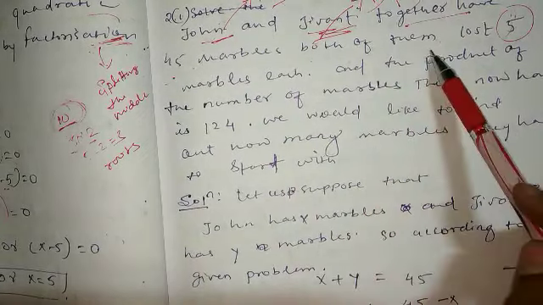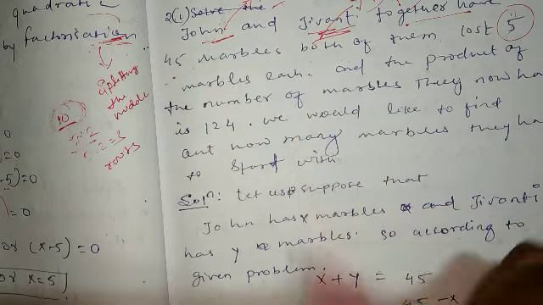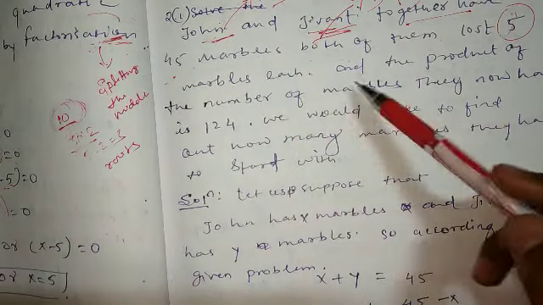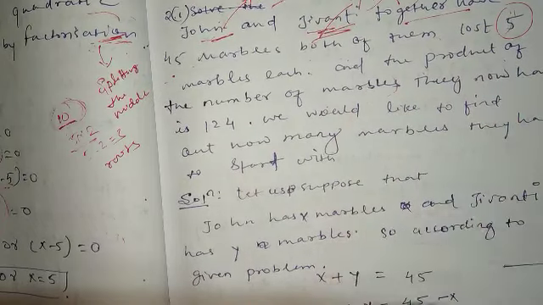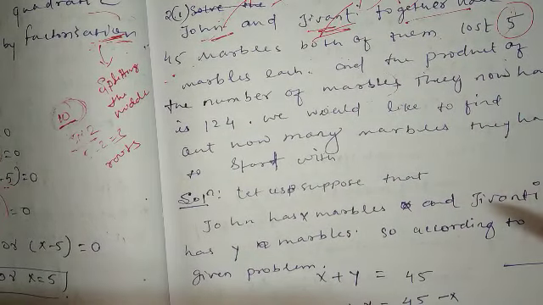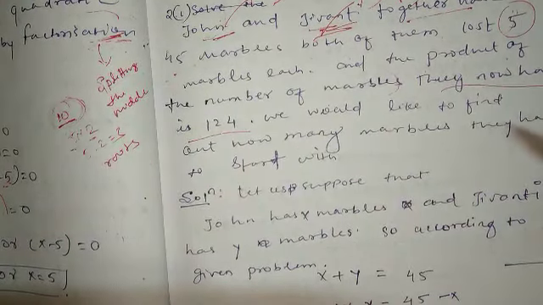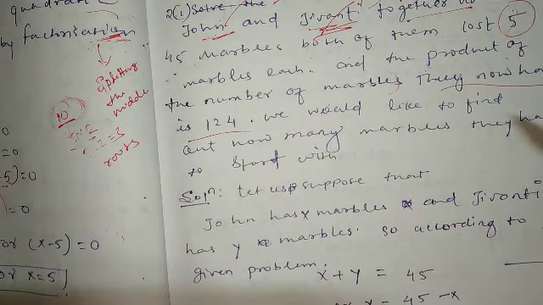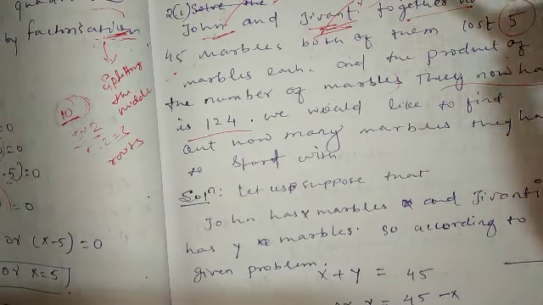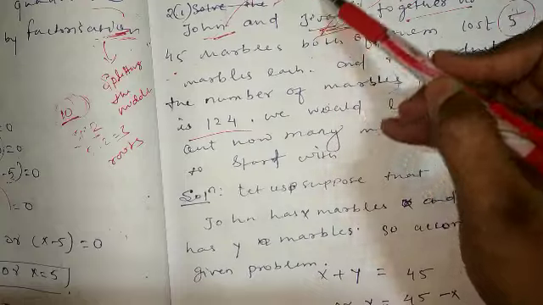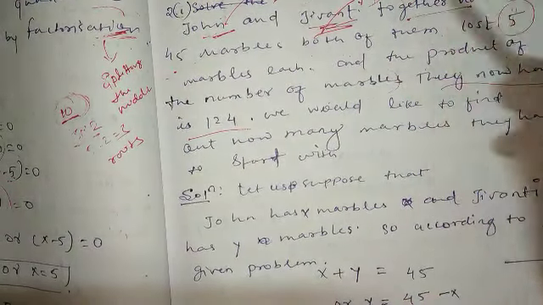Now both of them lost 5 marbles each. Both of them have lost 5 marbles. And the product of the number of marbles they now have is 124. That means after losing the marbles, the number of marbles John has now is X minus 5 and Jivanti has Y minus 5.